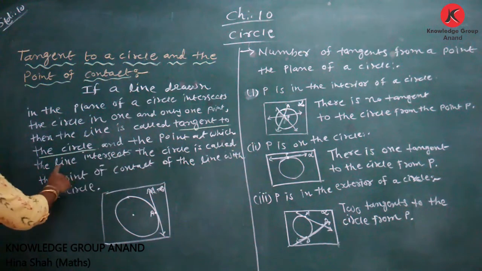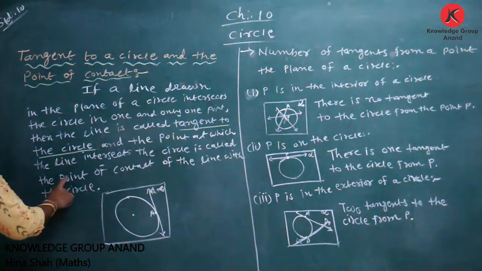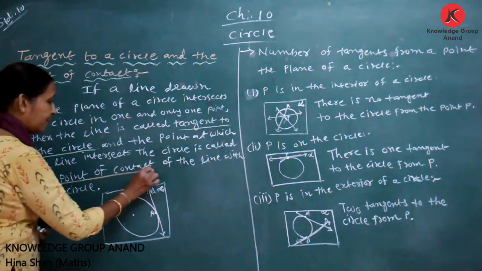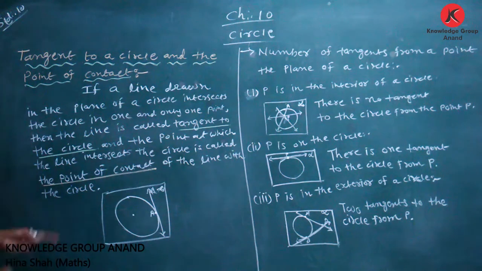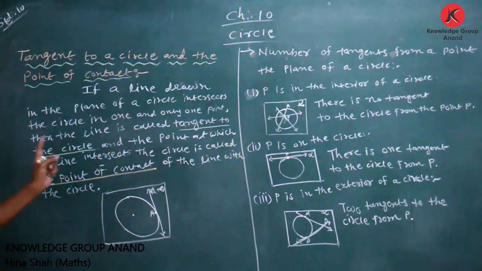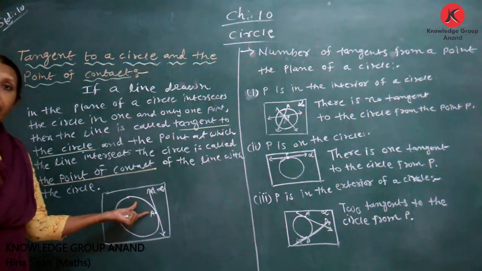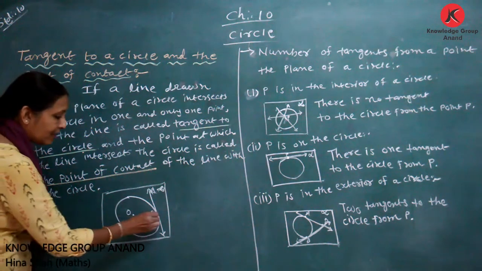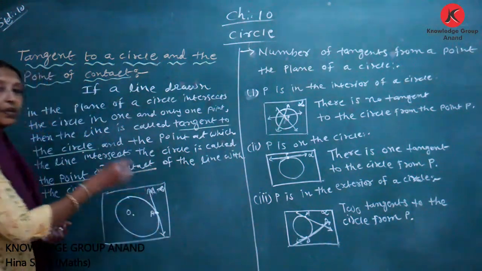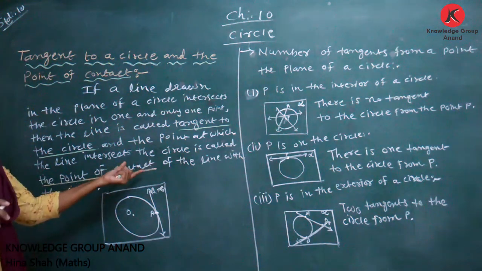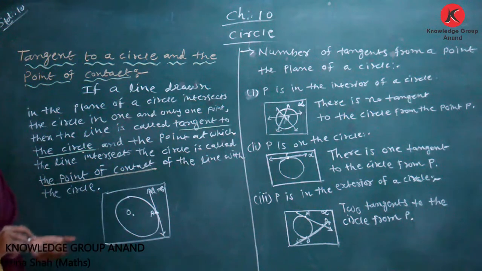And the point at which the line intersects the circle is called the point of contact. The point at which the line intersects the circle is called the point of contact of the line with the circle. In the figure, which point is called the point of contact? Suppose O is the center, then A is called the point of contact of the line with the circle.